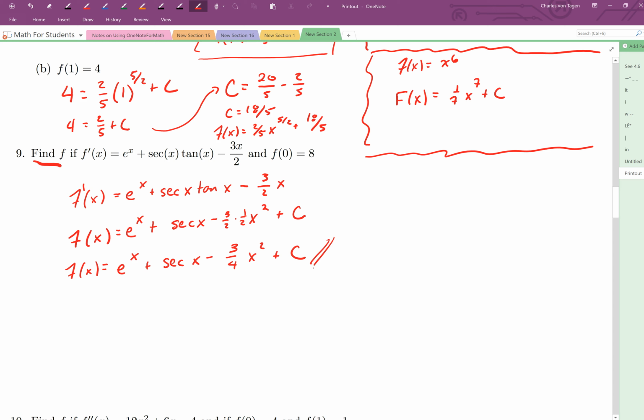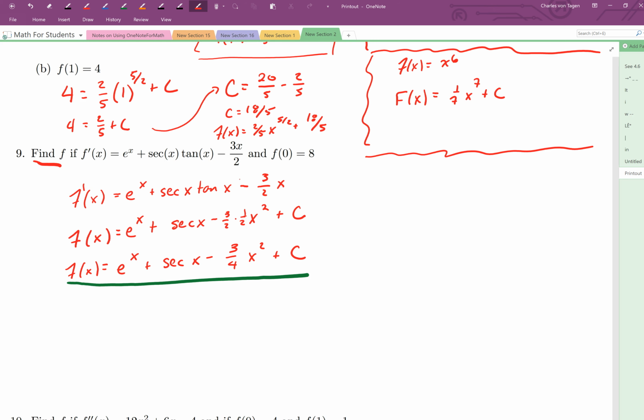So this right here, I didn't mean to underline that as my answer, because we're not quite done yet. But this term right here is the general antiderivative of this function f prime. So if I take the derivative of this, notice that I indeed get this line right here. You should pause the video and check that.